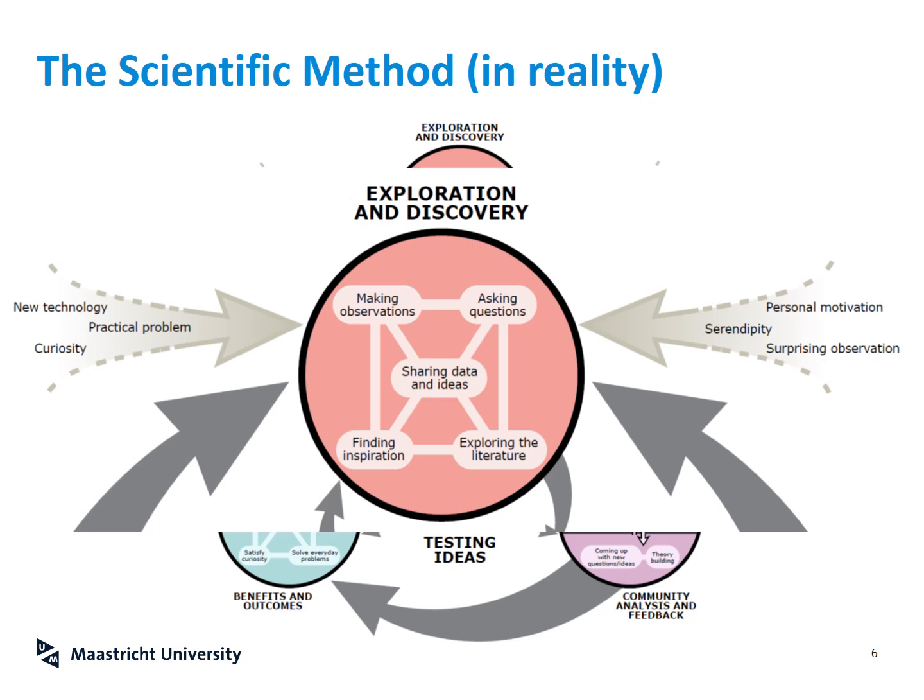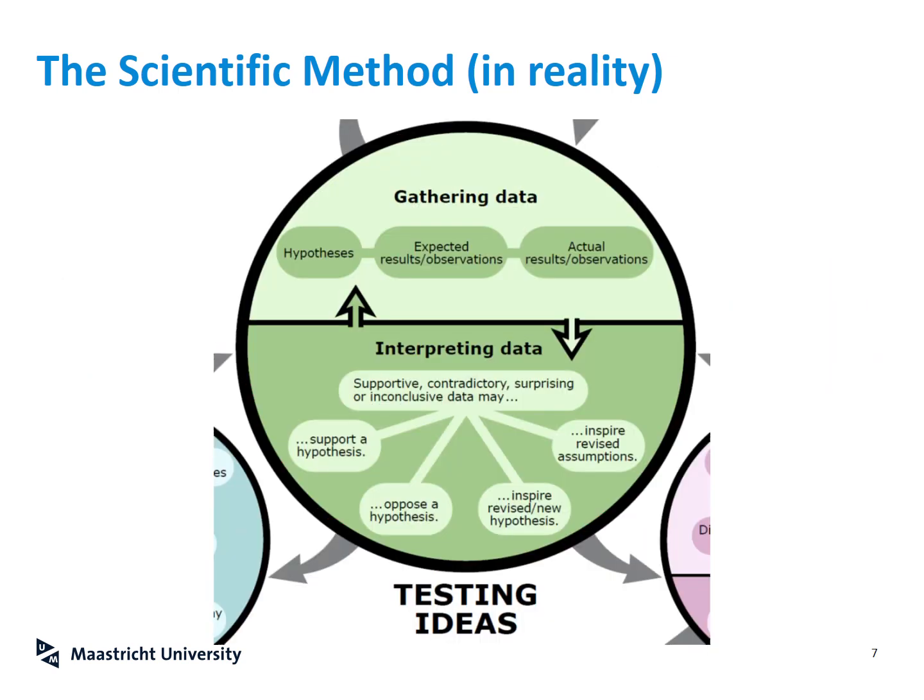It can also be personal motivation or a surprising observation, which is kind of the same as serendipity, but it's very much influenced by external factors. The second branch of the scientific method, also included in the simplified version, is about testing ideas. Like we said before, you have a potential explanation that you will test in the form of a hypothesis.